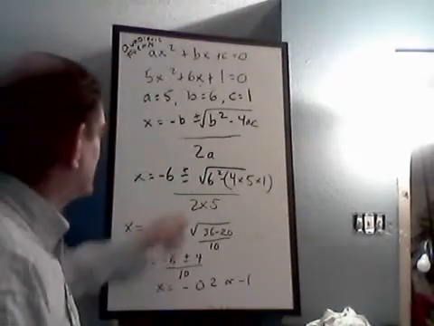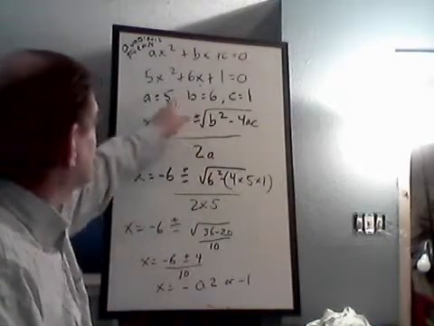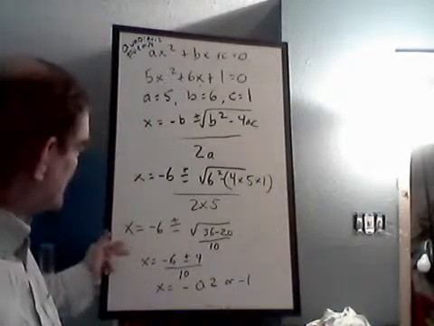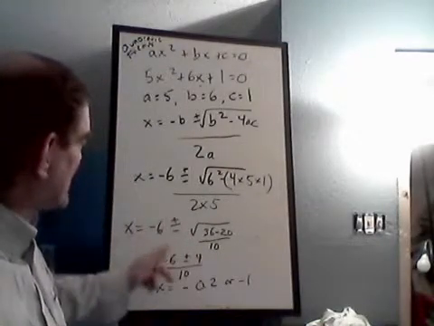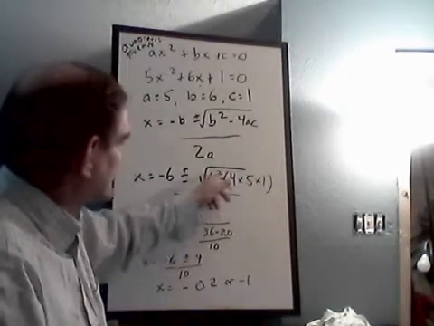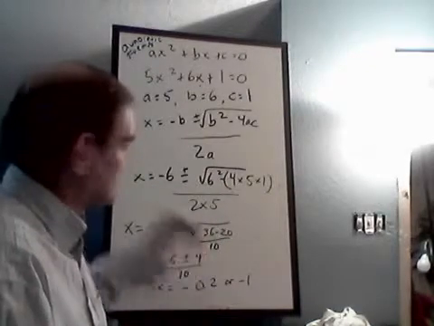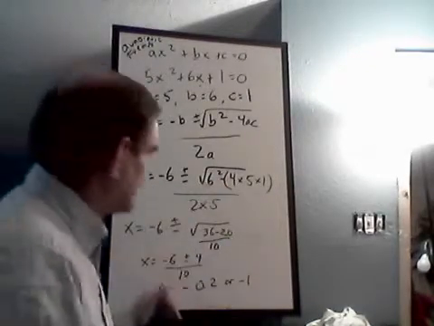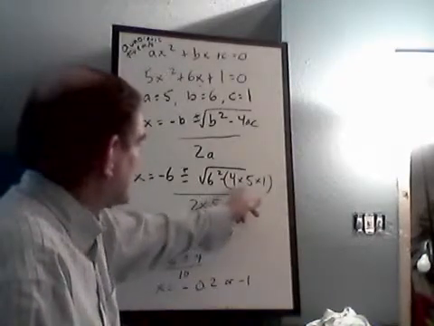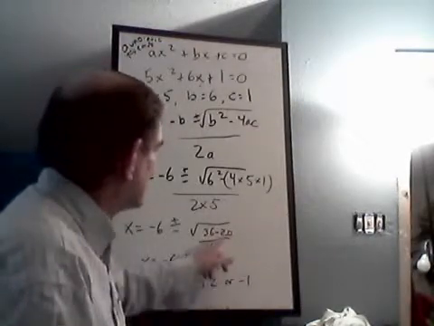So what happens? It's divided by 2 times 5. Remember, a is equal to 5. Right? 2 times 5. Bring it down one more step. Negative 6 plus or minus the square root of, what's 6 times 6? 6 squared is 36. Subtracting 4 times 5 is 20, times 1 is 20. There you have your 20 right there.